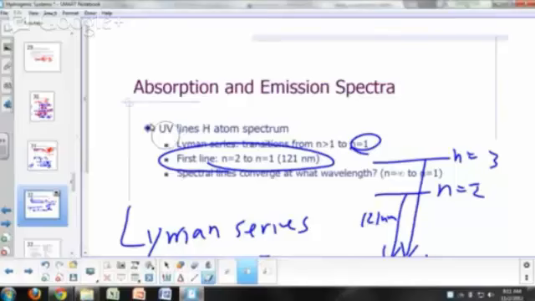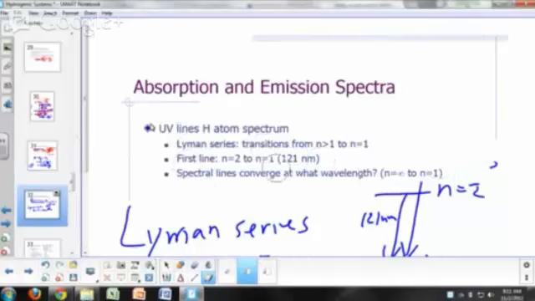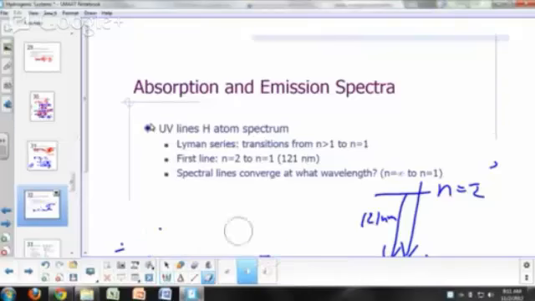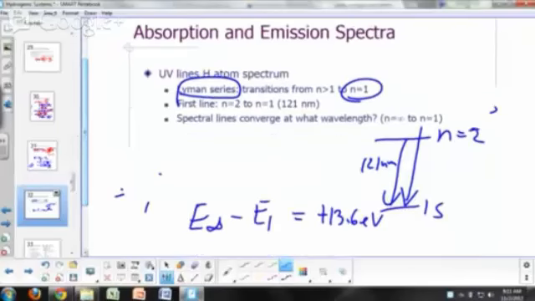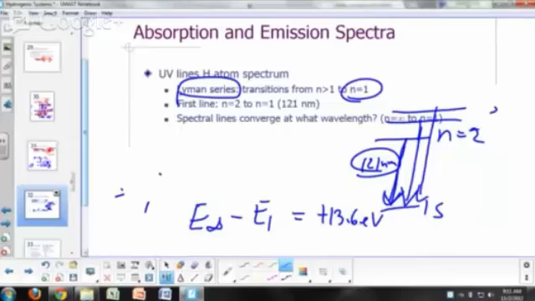Now the ultraviolet lines in the spectrum of hydrogen are known as the Lyman series, from transitions to n equals 1. So if you look at this diagram right here, if you're going from something like the 2p orbital, from n equals 2 to the 1s, that would be the first line in your Lyman series. That's going to happen in the ultraviolet region. That's called your Lyman alpha line. And then you can do 2 to 1, 3 to 1, and so on. That particular series is known as the Lyman series.